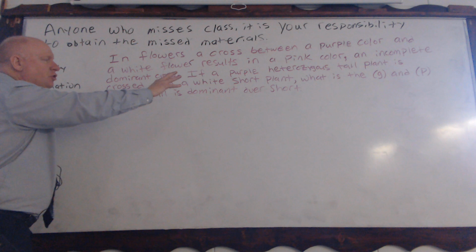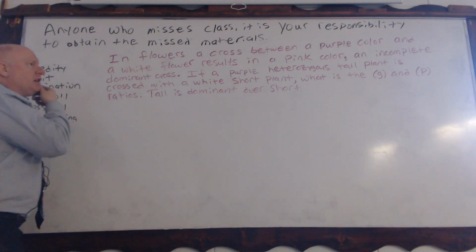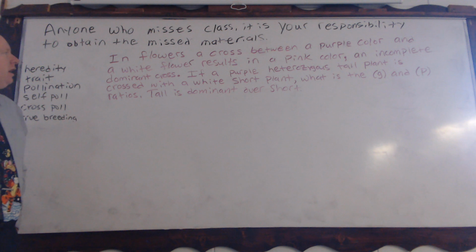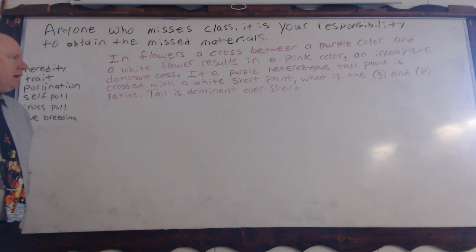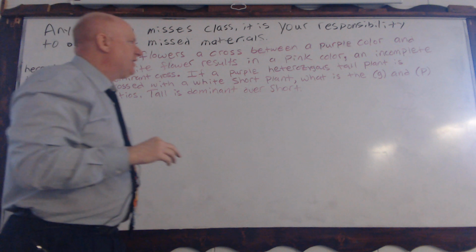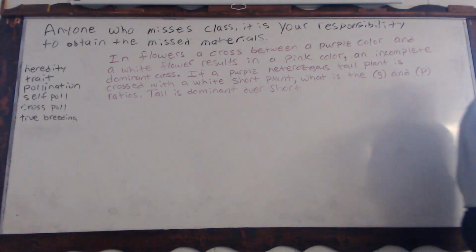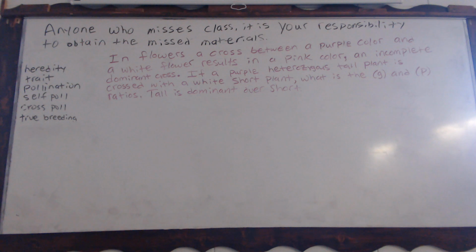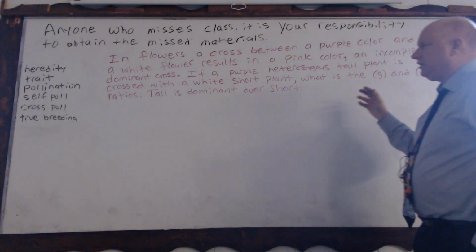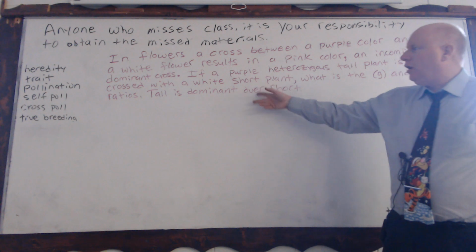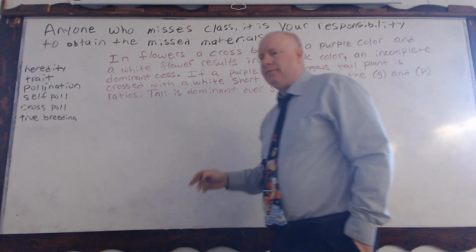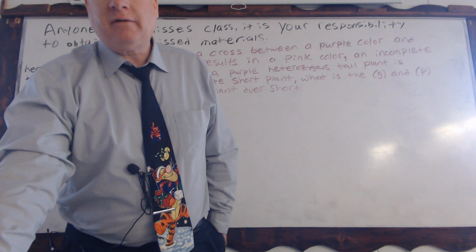So again, if you're joining us at a later time: in flowers, a cross between a purple flower and a white flower results in a pink color. An incomplete dominant cross. If a purple heterozygous tall plant is crossed with a white short plant, what are the genotypical and phenotypical ratios? Now, here it's a little more clear, a little more familiar territory. Tall is dominant over short. Okay? So again, I'll let you process that information.